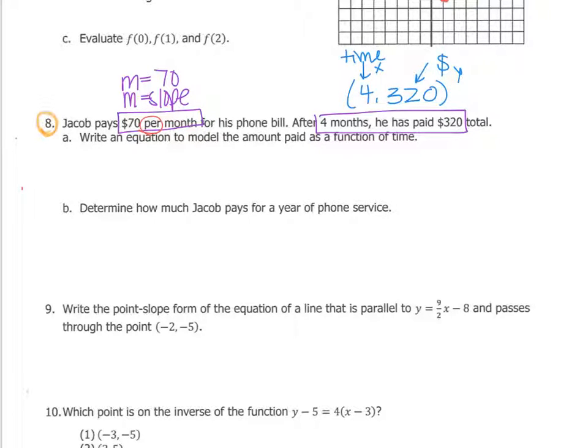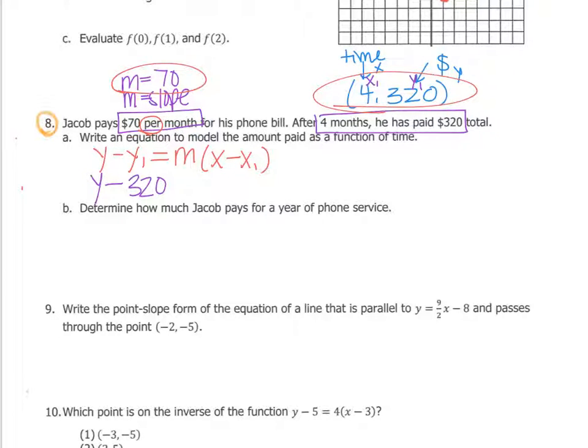So here, if I have a point and I have a slope, we plug into something called the point-slope formula. It's really long and you have to memorize it. y minus y1 equals m times x minus x1, where m is slope and x1, y1 are the coordinates that we're going to pass through. So now we have y minus 320 equals 70, parentheses, x minus 4.